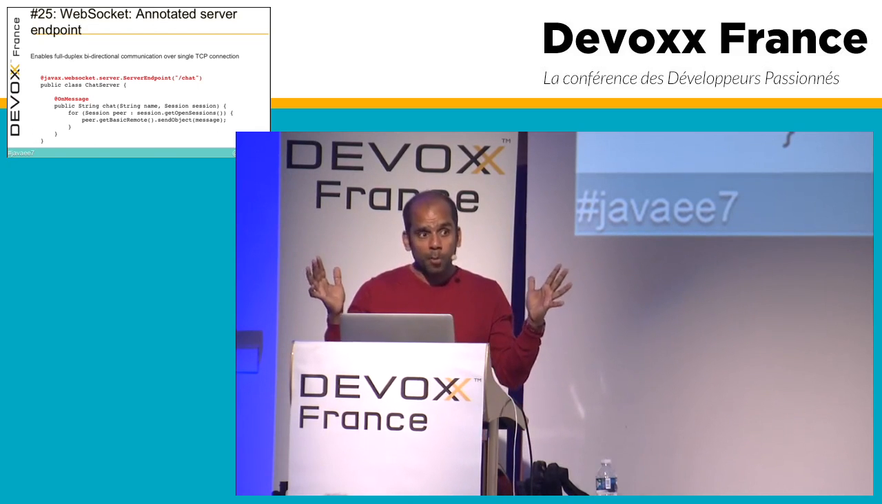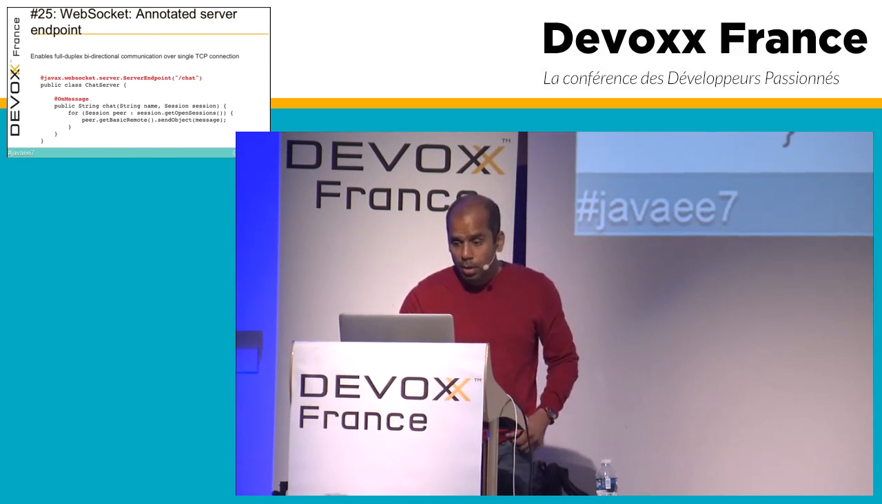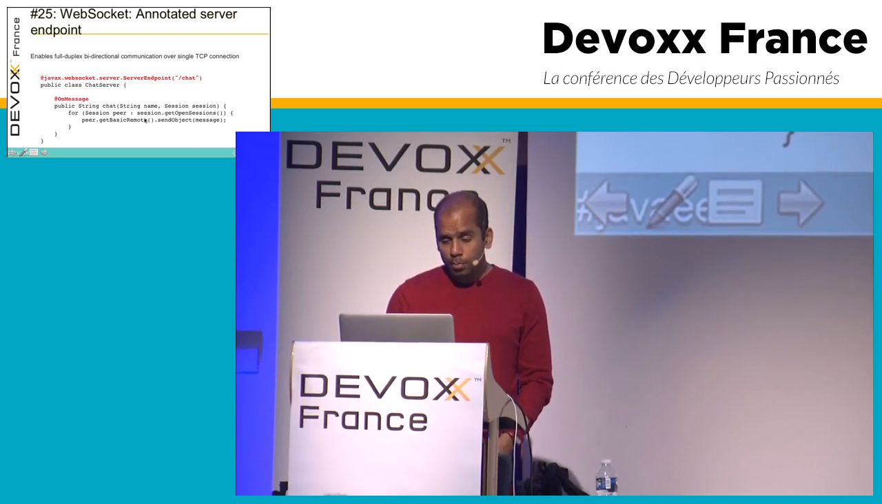A lot of details about WebSocket, but how do we do a WebSocket endpoint in Java EE 7? Well, by just one single annotation. Here I'm building my very canonical chat server. So I say chat server, server endpoint, and the URI. That's it. So that means this is the URI where my WebSocket endpoint is listening.